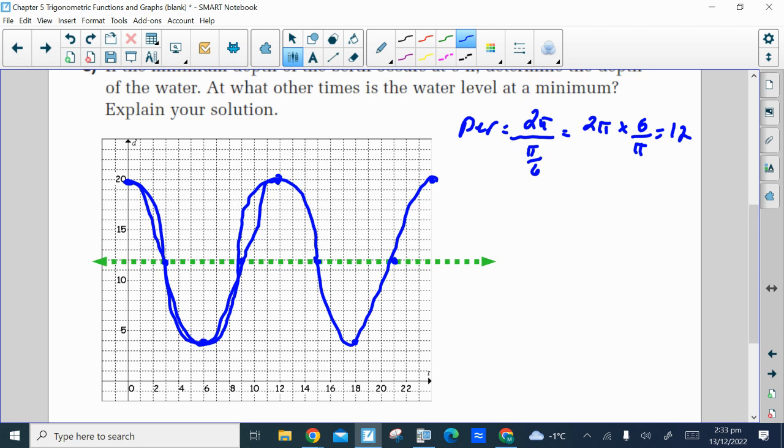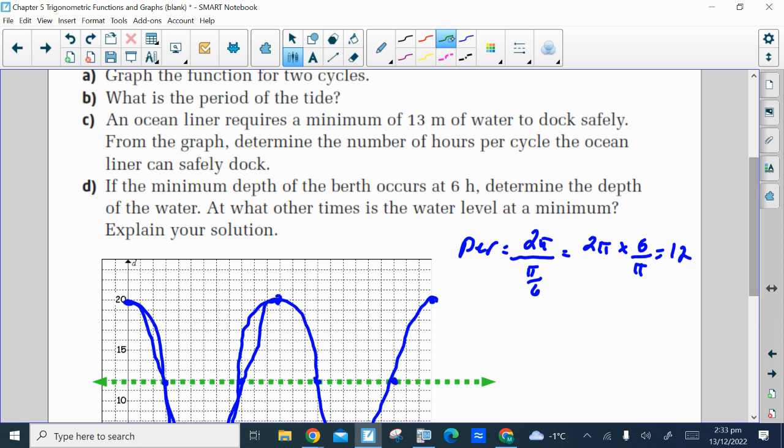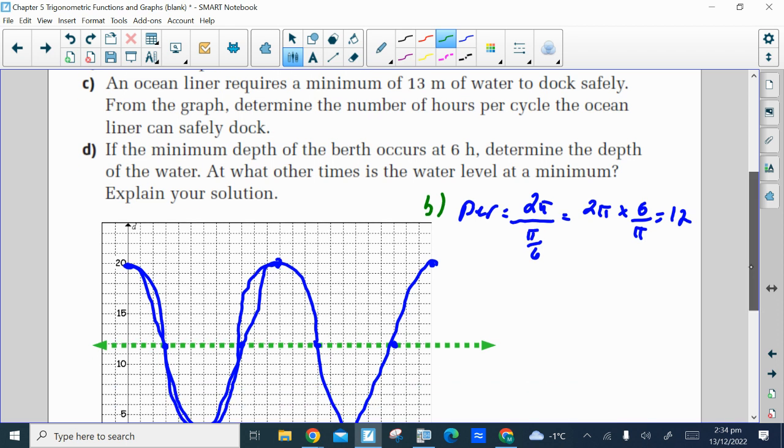So there's our graph for 2 cycles. We've already answered part B, which was what was the period. We needed that to draw our graph, so we already figured that part out. Now part C: an ocean liner requires 13 meters of water to dock safely. From the graph, determine the number of hours per cycle the ocean liner can safely dock.